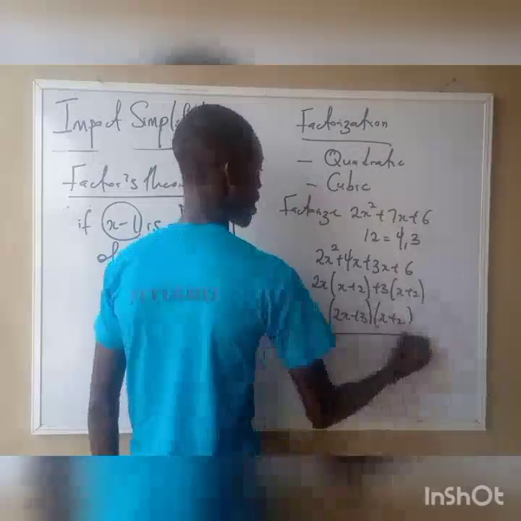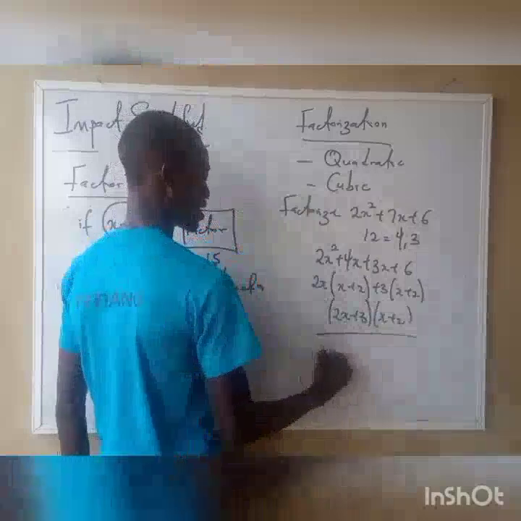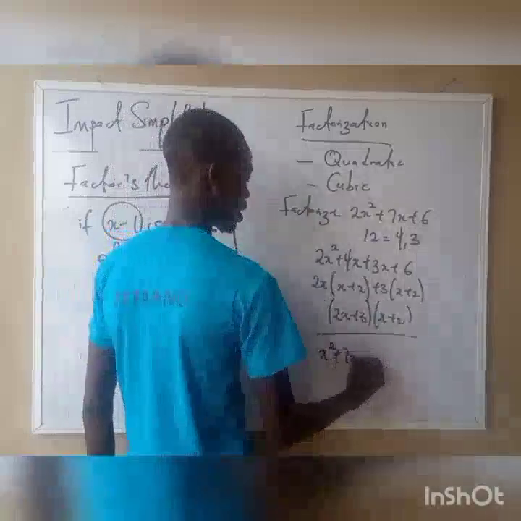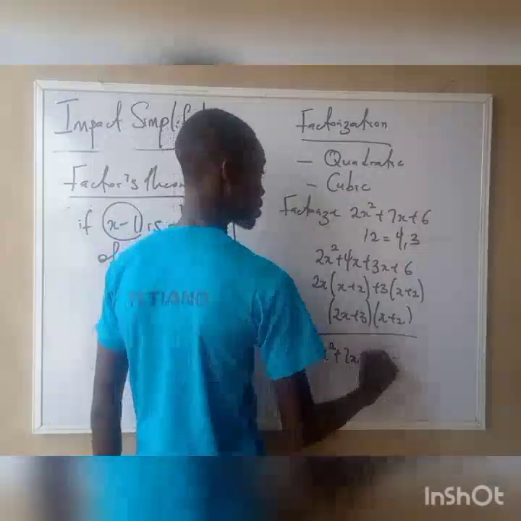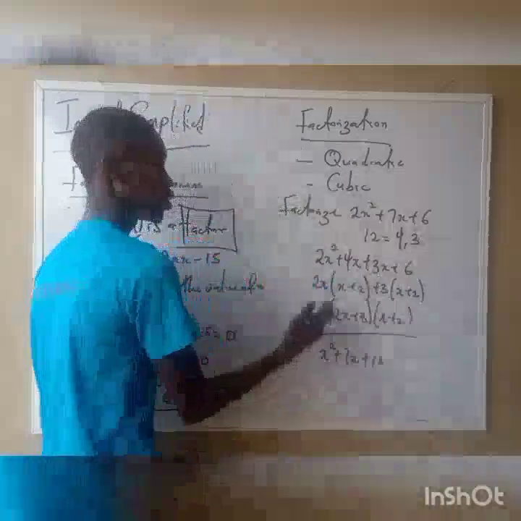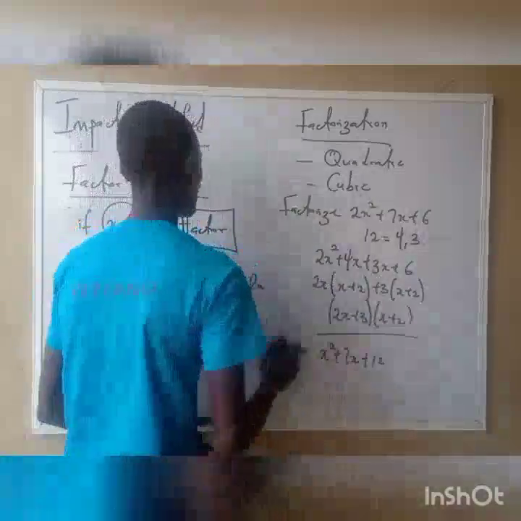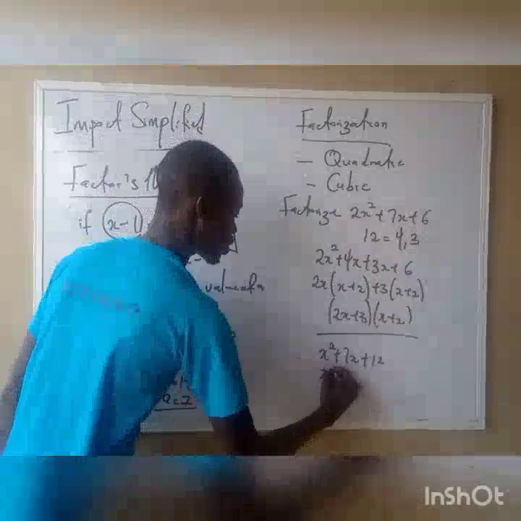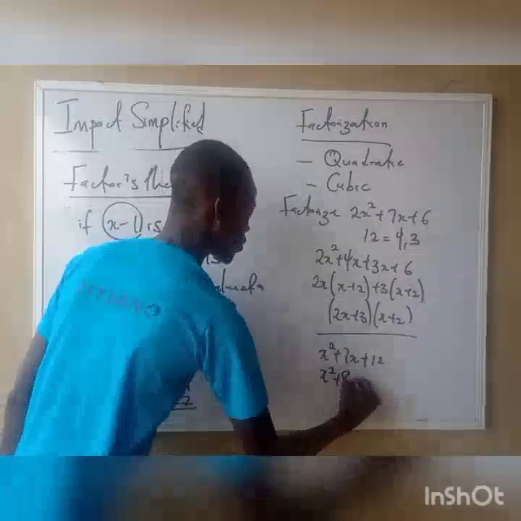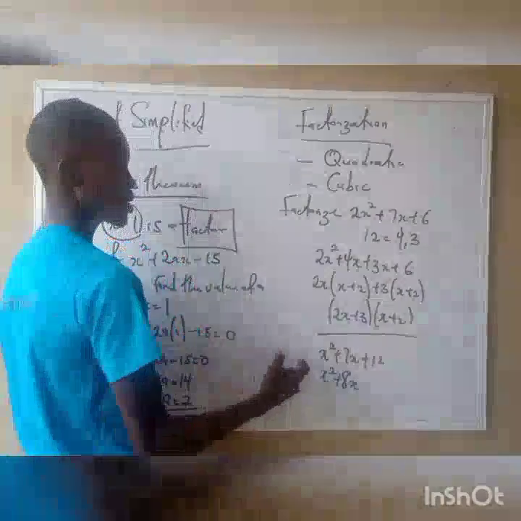X plus 2. And looking at this, I believe we can now solve x squared plus 7x plus 12, because we are going to follow the same process. And looking at this also, let us look at this question. I love this question. They said we should factorize x squared plus 8x.